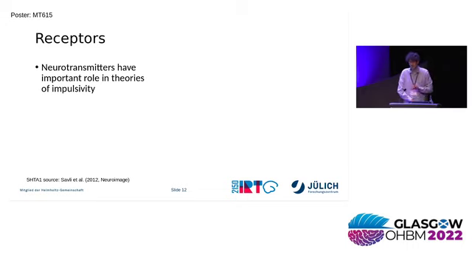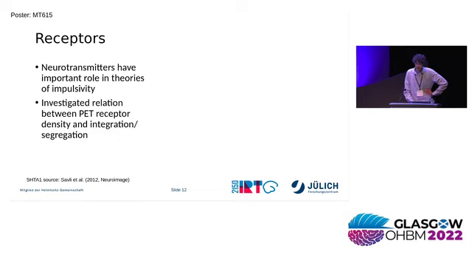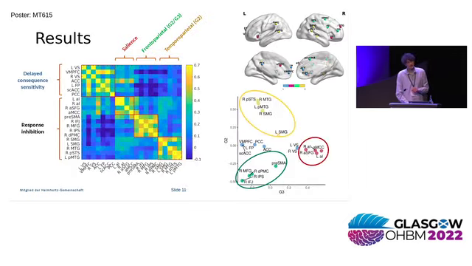norepinephrine in psychostimulant medication for ADHD, serotonin in theories of aggression, and dopamine in reward. So what we did is we investigated PET maps of exactly these three receptors that I just mentioned, that's norepinephrine, serotonin, and dopamine, and correlated these with the integration in the functional network that we have here.